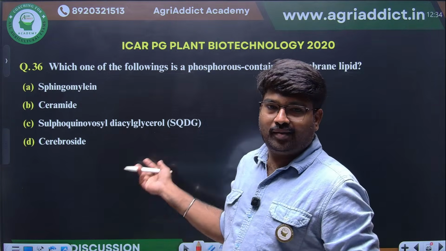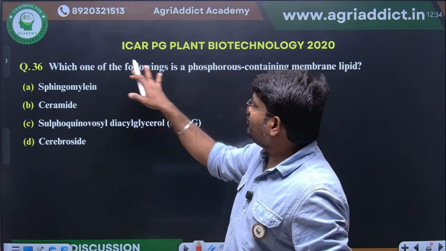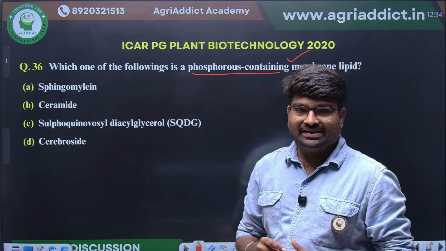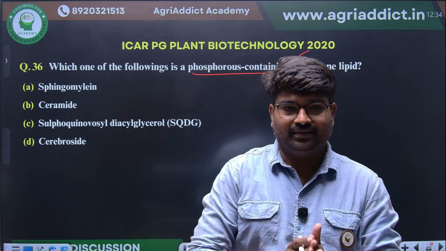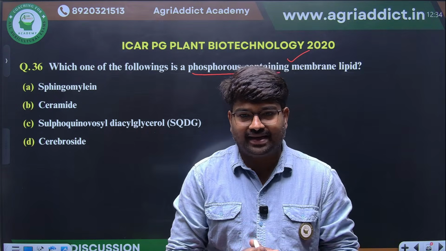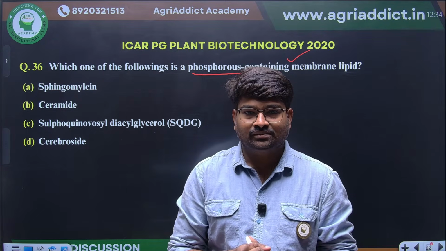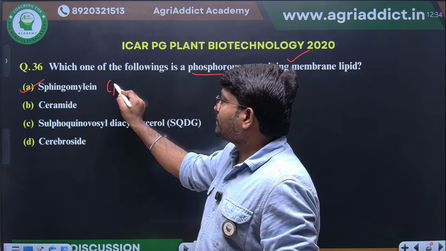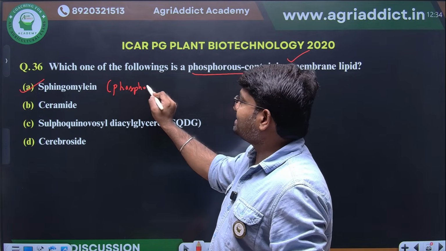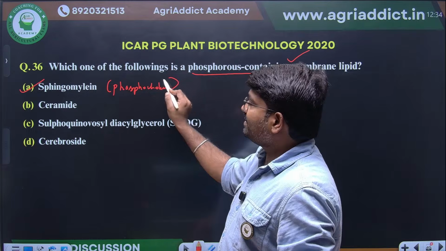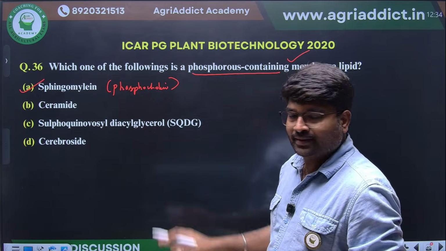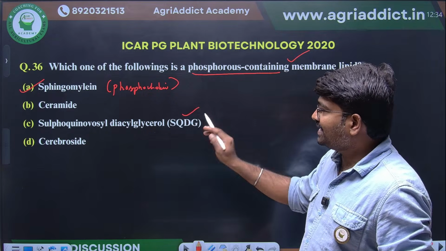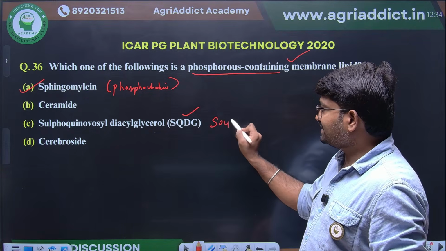Another repeated question. Which of the following is a phosphorus containing membrane lipid? Sphingomyelin, ceramide, sulfoquinovosyl diacylglycerol, or cerebroside? Yes, very good. Sphingomyelin. Here, phosphocholine will be present as a head group, and because of this, phosphorus will be present there. And another important thing you have to remember, SQDG, sulfoquinovosyl diacylglycerol, will have sulfate groups.